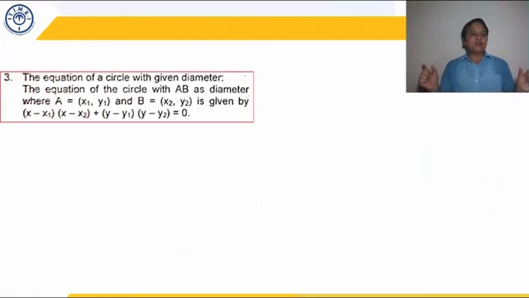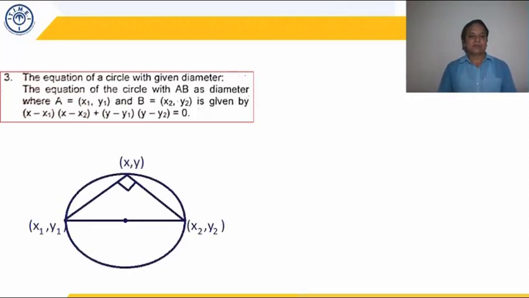Now, diametric form. If the endpoints of a diameter are given, the equation of a circle is given as (x − x1)(x − x2) + (y − y1)(y − y2) = 0. Now, how do we obtain this diametric form?